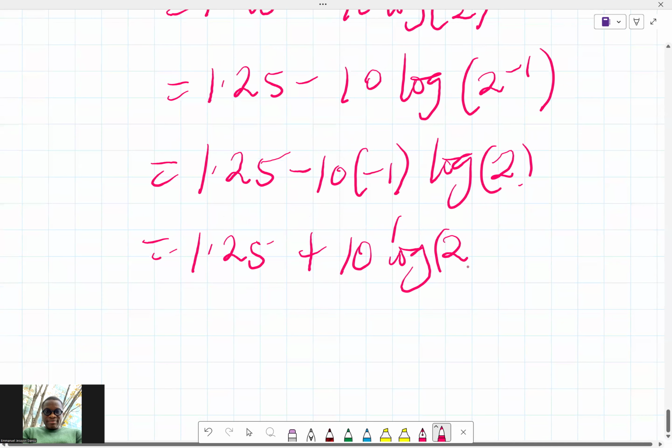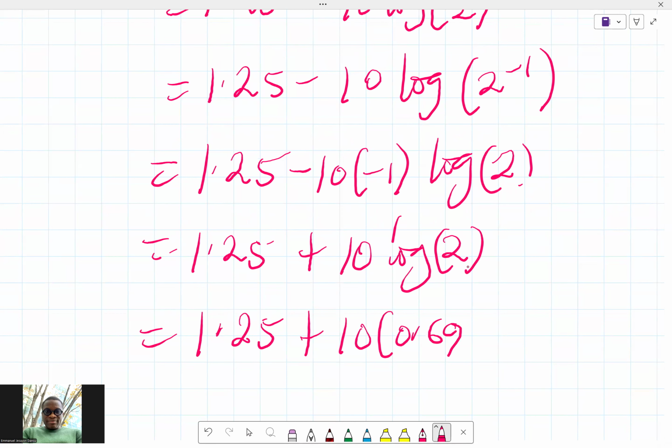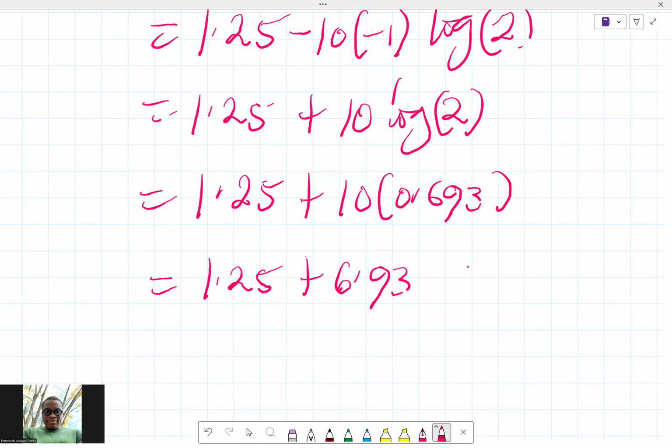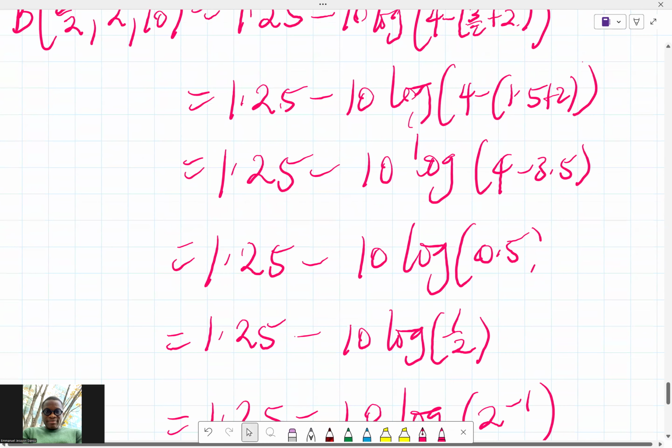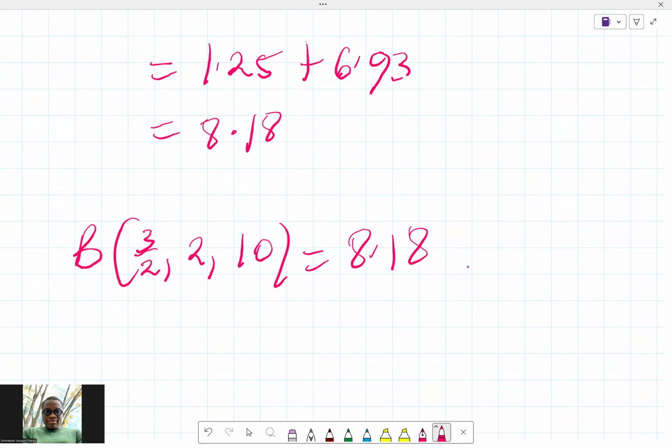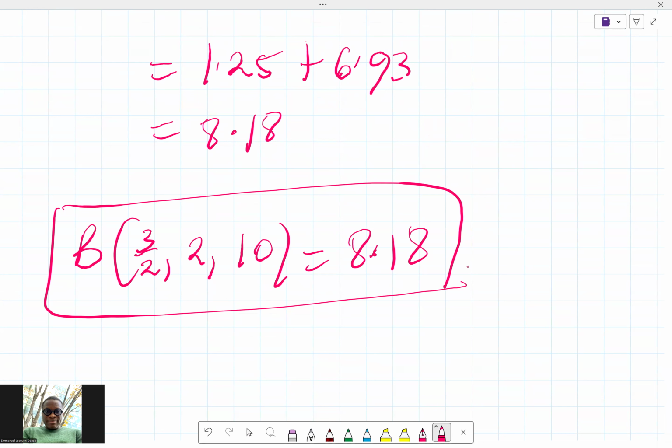Okay, so log 2 is 0.693 if you punch your calculator. So 1.25 plus 10 into 0.693, thereabouts. So we have 1.25 plus 6.93. So with that, now we have 5 plus 3 is 8, 2 plus 9 is 11, so we have 1, then we have another one to carry over there. So this is 8.18. So in all, we have that B of 3 over 2, 10 is equal to 8.18. So this is not so large, right?